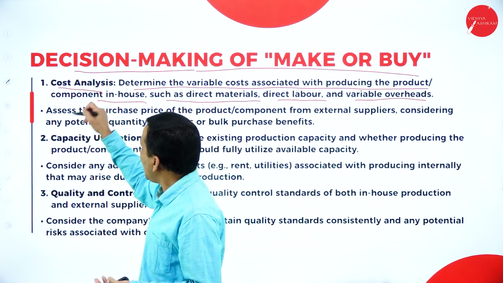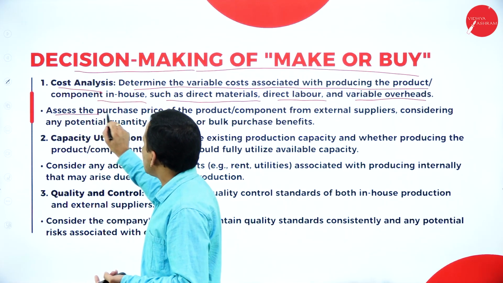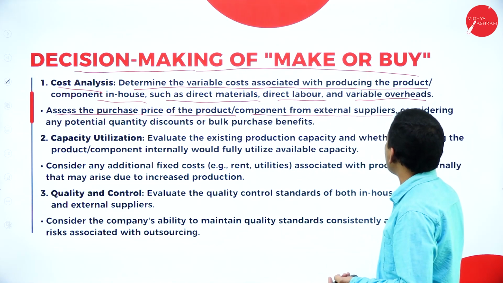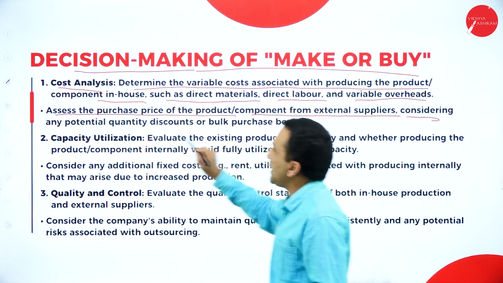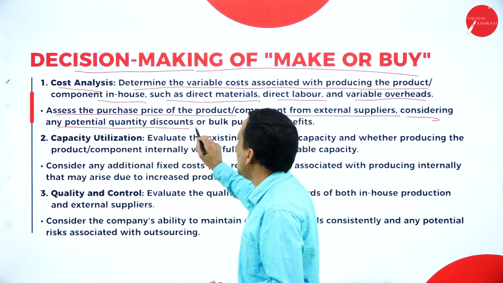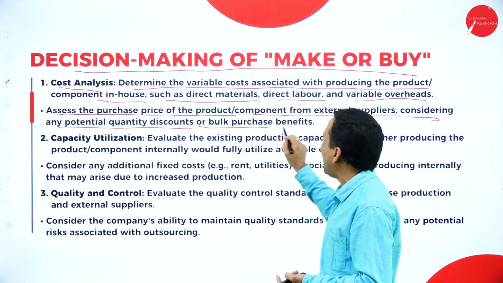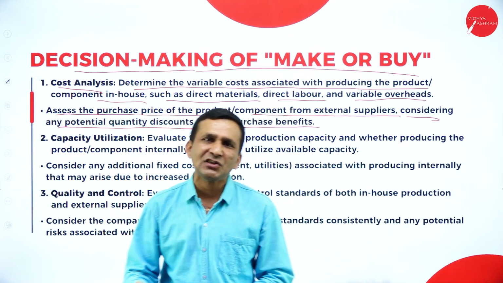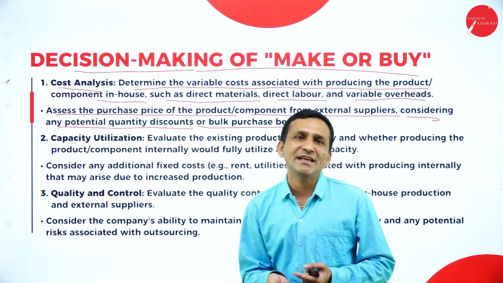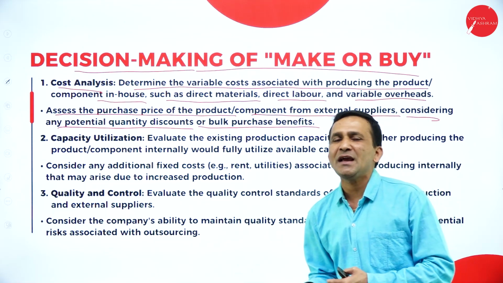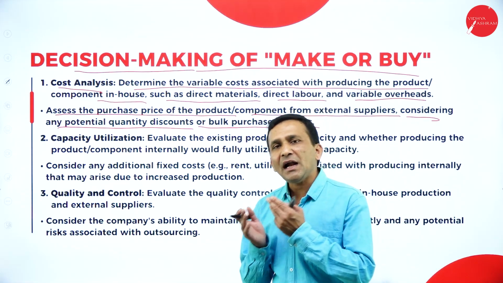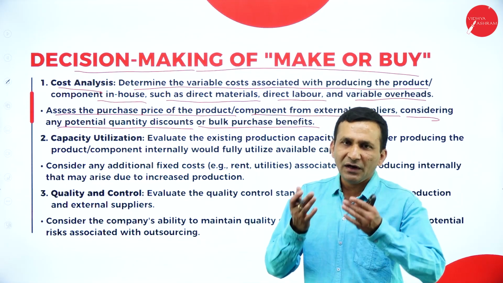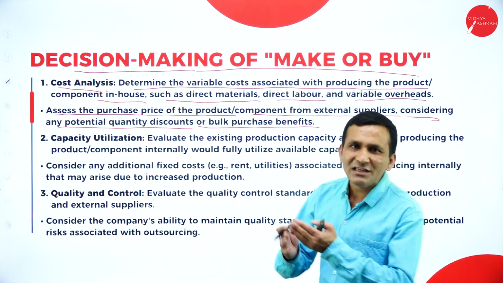Next, assess the purchase price of the product or component from the external supplier, considering any potential quantity discount or bulk purchase benefit. We will take the decision after analyzing the cost using a marginal cost statement. If I go for purchasing outside, what is my cost? If I produce it myself, what is my cost?